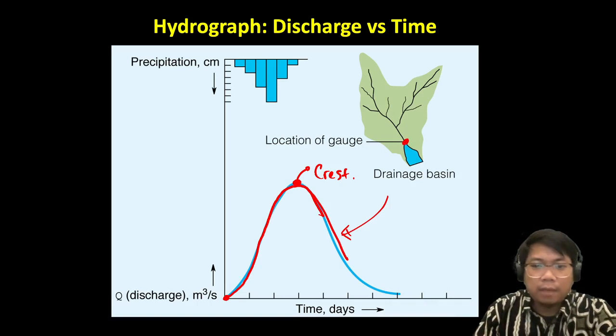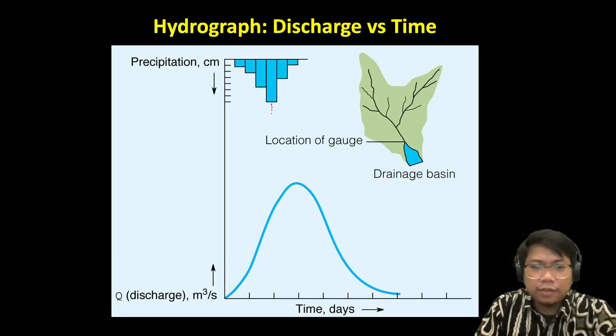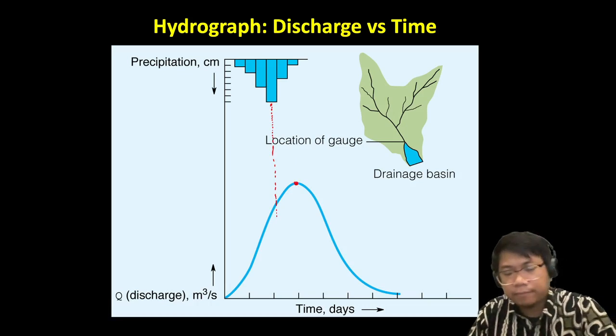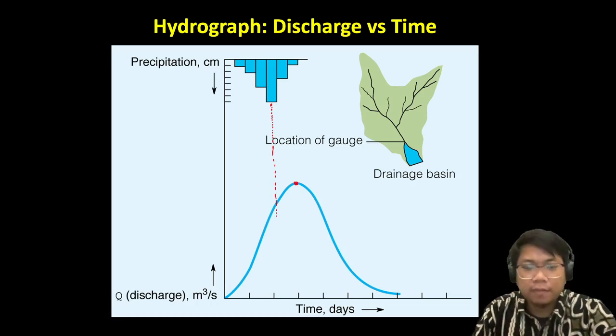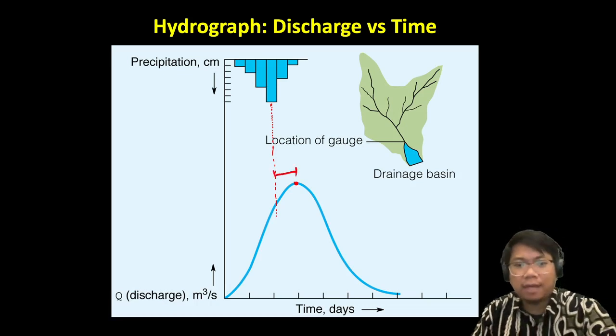Okay, in this case we have the location of the gauge right here, in this drainage basin. This illustration is very nice because it compares the amount of precipitation with the timing of the crest of the flood. Okay, and it looks like there's a time delay, a little bit of time delay between the peak of the precipitation and the peak of the flooding event.